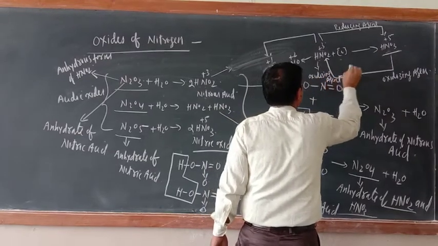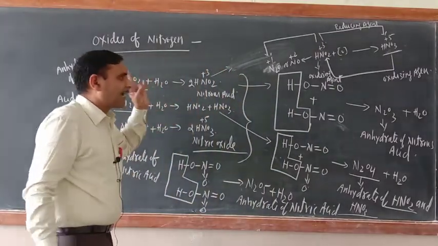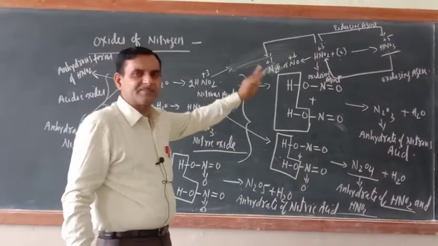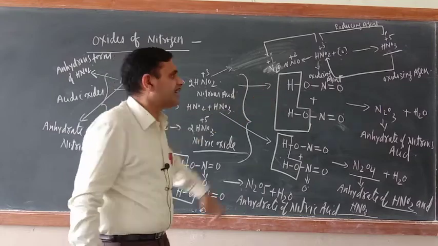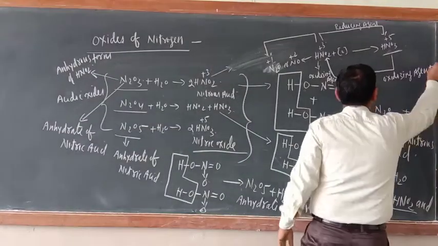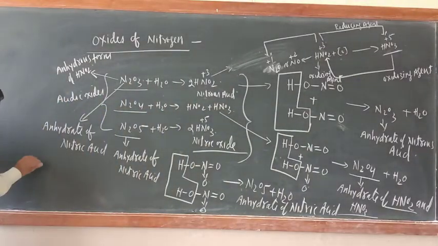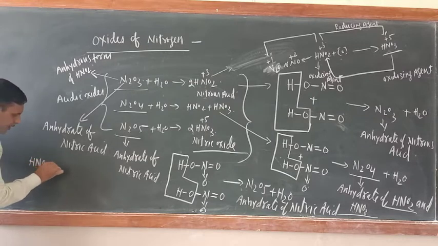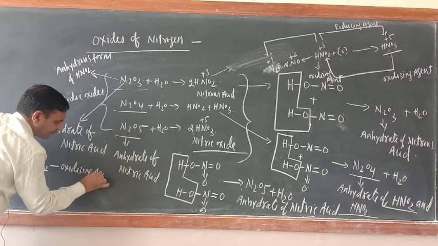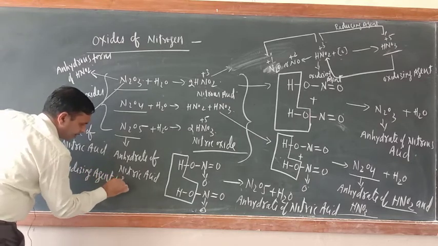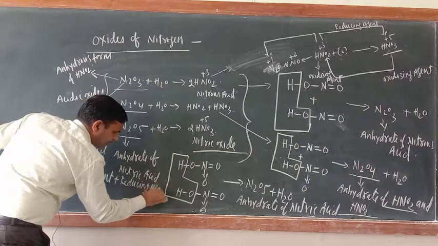So what is the conclusion of this one? The conclusion is HNO2 can act as an oxidizing agent as well as a reducing agent, but HNO3 can only act as an oxidizing agent. Okay, so this information you should note down somewhere. Just see, here only I am writing HNO2: oxidizing agent plus reducing agent, both it can act.